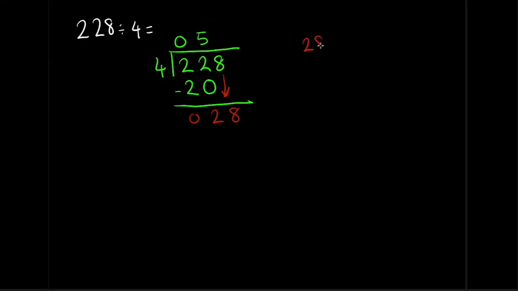So we'll have 28. How many times does 4 go into 28? 28 divided by 4 is 7. So 4 goes in 7 times. So 4 times 7 is 28. So we have a remainder of 0. This then determines the answer is 57.